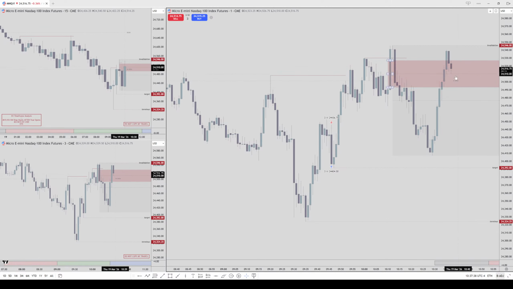So far, I don't see any form of strong setups that I can take right here, because it's not like we have a stop hunt up here on the 1 minute. It took out these highs, yes, but it's kind of tricky right here.